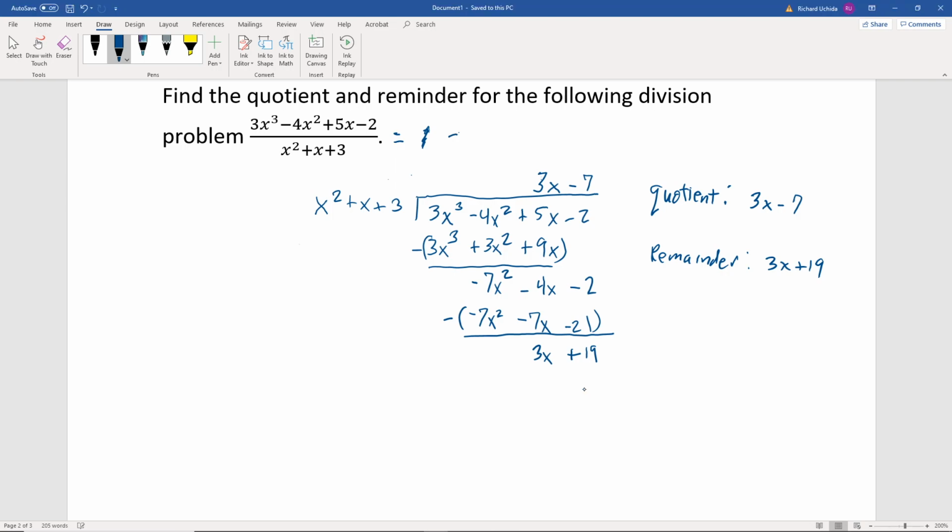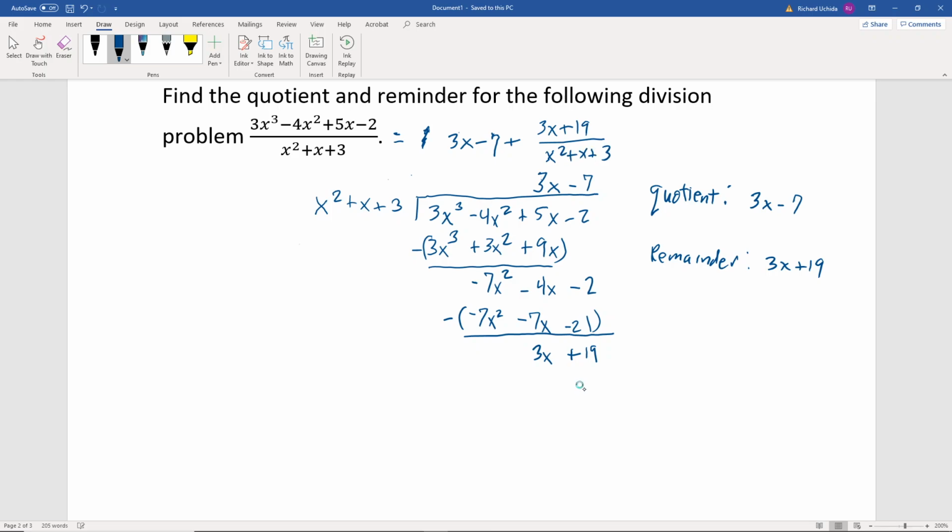Okay, there it goes. So it'll be the 3x minus 7, our quotient. Then plus our remainder, the 3x plus 19, divided by our divisor, which would be the x squared plus x plus 3.